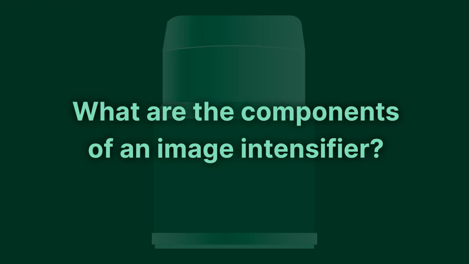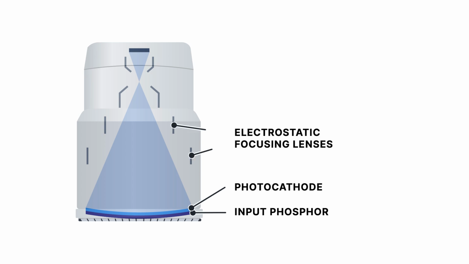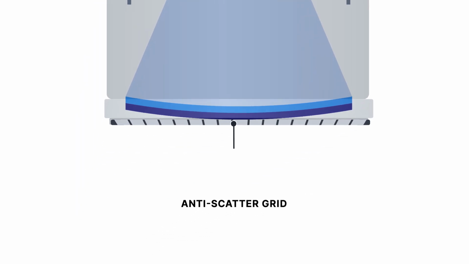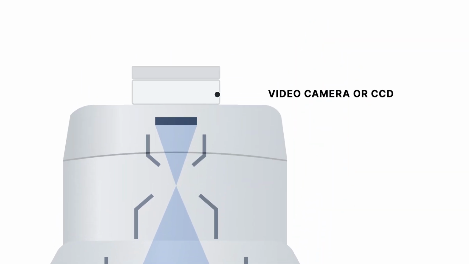What are the components of an image intensifier? The components of an image intensifier are an input phosphor, a photocathode, electrostatic focusing lenses, an anode, and an output phosphor. These components are encased in a metal housing which protects the glass or metal envelope that maintains a vacuum and houses all the other components. An anti-scatter grid is often also included within the outer housing of the image intensifier and is placed in front of the input phosphor. Finally, there is a video camera or charge-coupled device (CCD) and an analog to digital converter (ADC) to visualize the radiographic image on a viewing monitor.